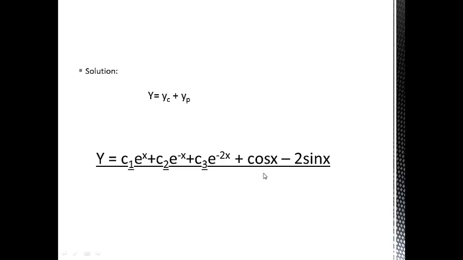And finally, we arrive at the final solution, y, which is equal to yc, the solution for the homogeneous part, plus the solution of the non-homogeneous part. And the final solution is y is equal to c sub 1 e to the x plus c sub 2 e to the negative x plus c sub 3 e to the negative 2x plus cosine x minus 2 sine x.